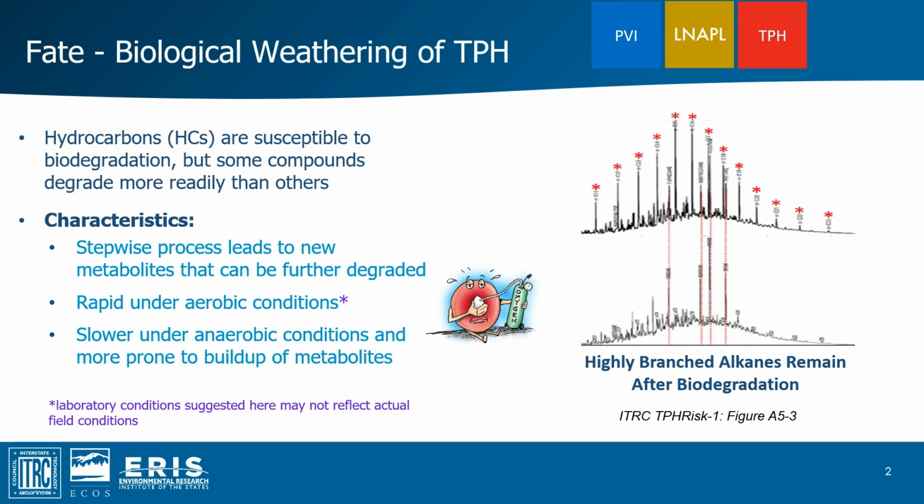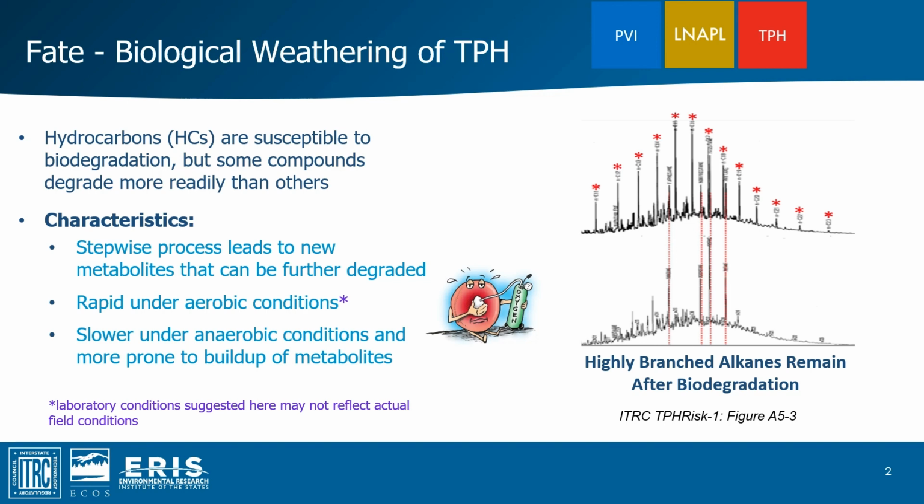Because biodegradation occurs as a multi-step process, NAPL tends to take longer to degrade than vapor or dissolved phases. Why is this the case? Simply put, there is more mass in NAPL to biodegrade, which requires more oxygen versus vapor or dissolved phases.